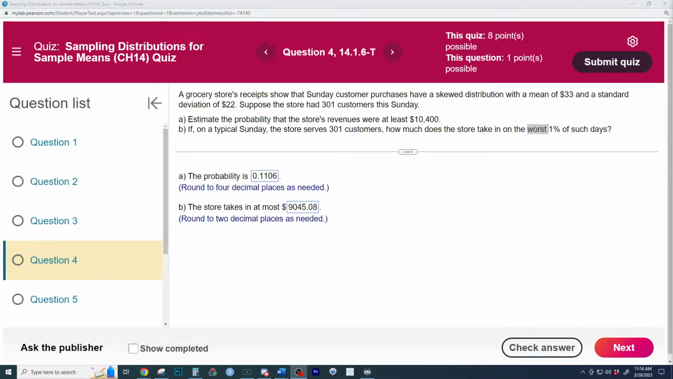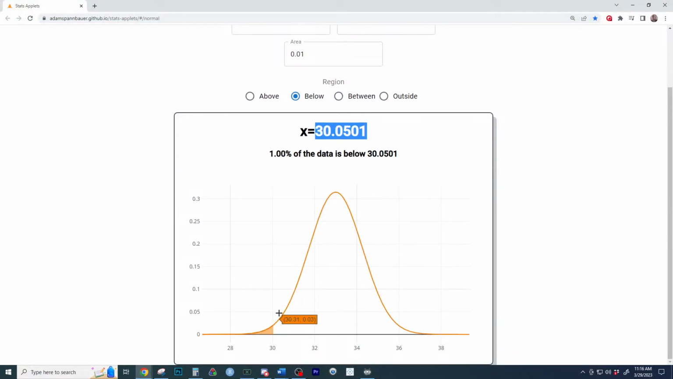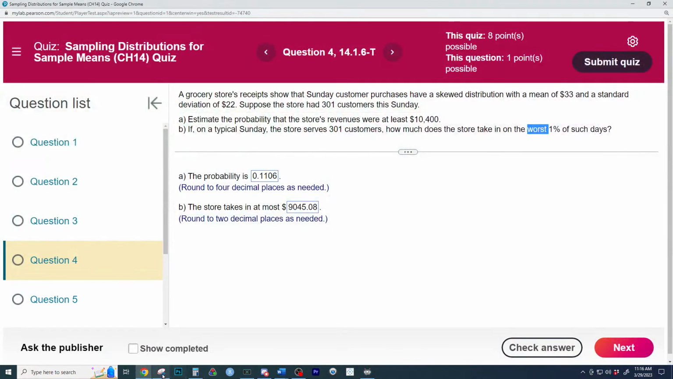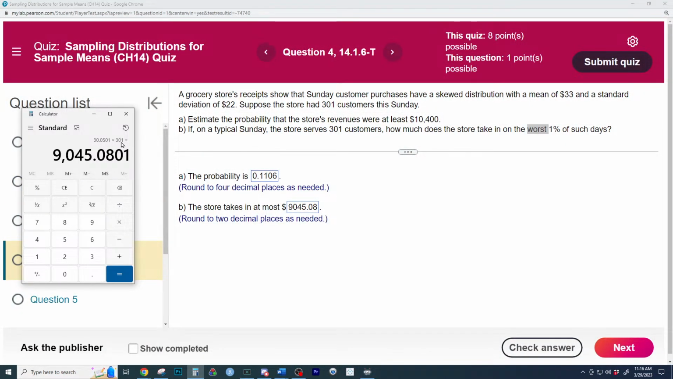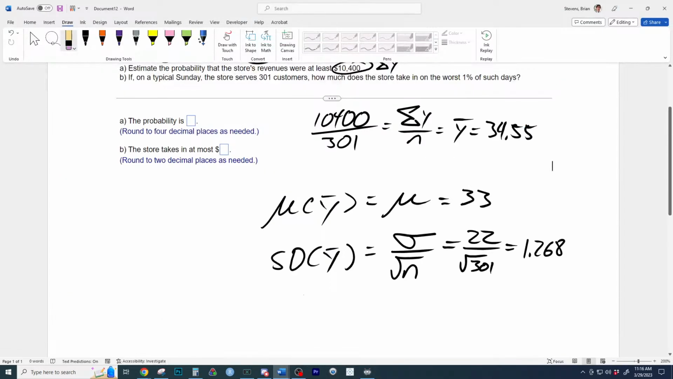Never read the questions too quickly, because that is the worst 1%. Not the best 1%, and the worst 1% would be the lower 1% on the curve, and that's going to be on average of this per customer. Since we did have 301 customers, we're going to multiply that value by 301 to find how much we make in total. So really good question right here. It's like the waiter waitress question, just a different context of it. But understanding how to mark your notation is the key to these problems.